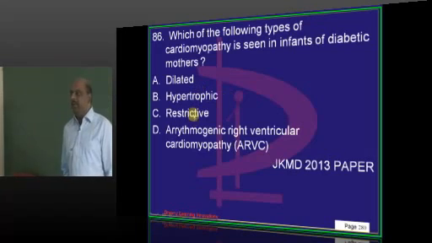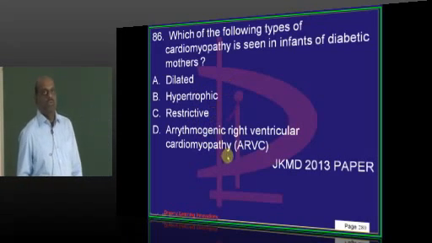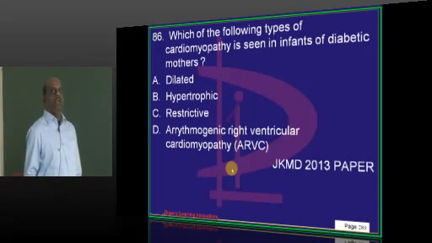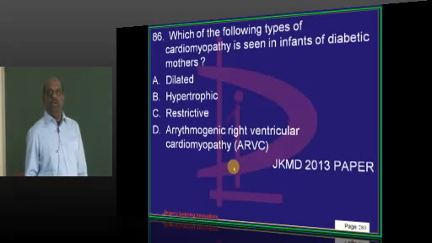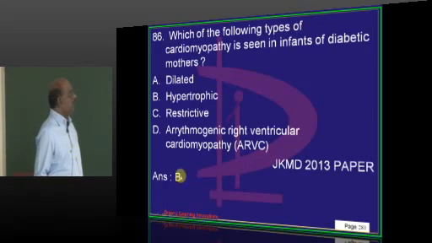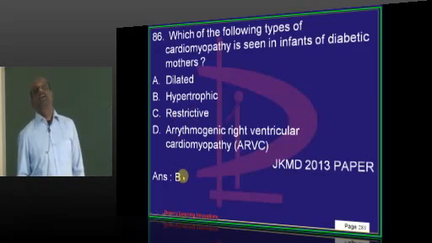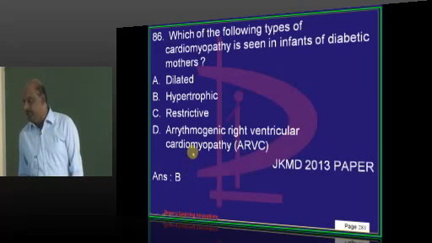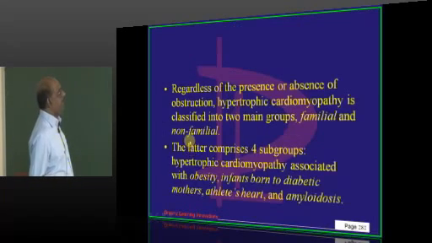Infant of a diabetic mother, what is the important change? We find a hypertrophic form of cardiomyopathy, is what you need to ultimately remember.